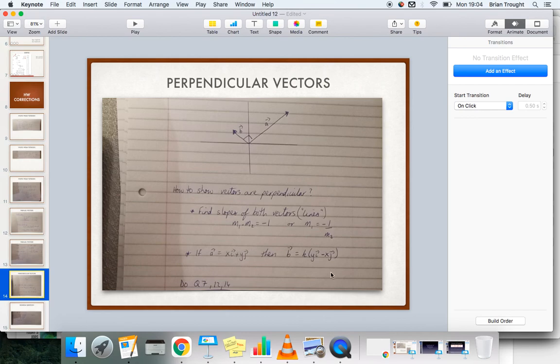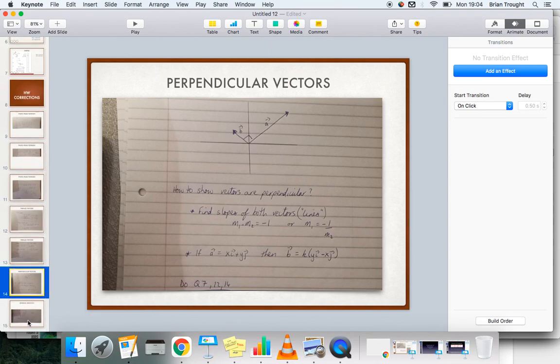So if you want to know if they're perpendicular, ask yourself, can you swap around the values in front of the i and the j there, like so? Can you change one of the signs and can you then multiply that vector by some scalar? And if that's the case, will it give you the vector b? And if that's the case, then they are perpendicular. Okay, with that in mind, will you do 7, 12, and 14?